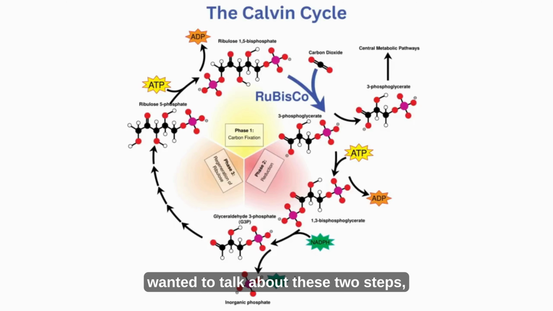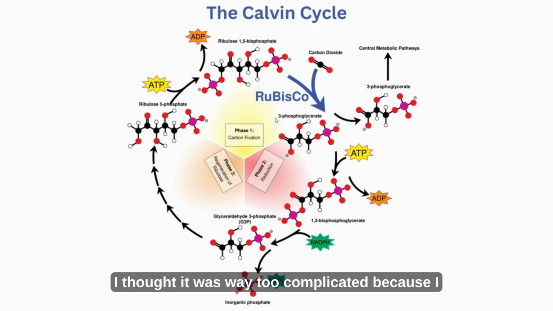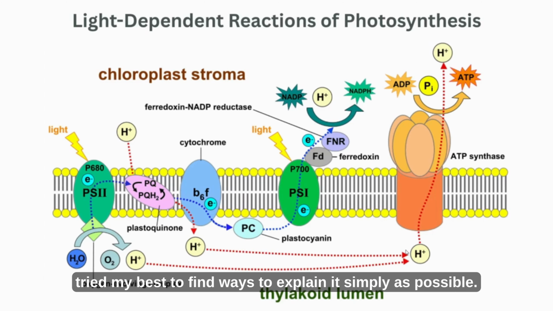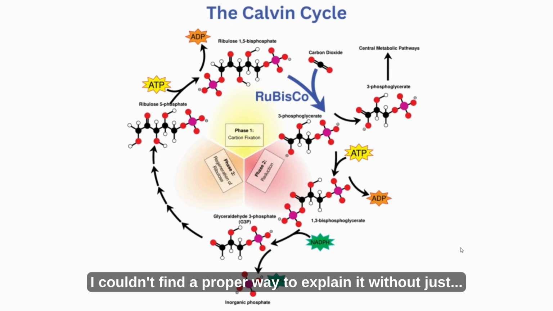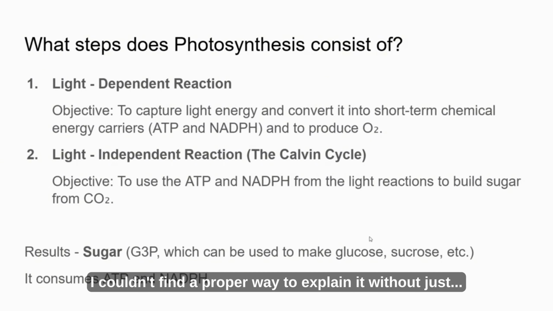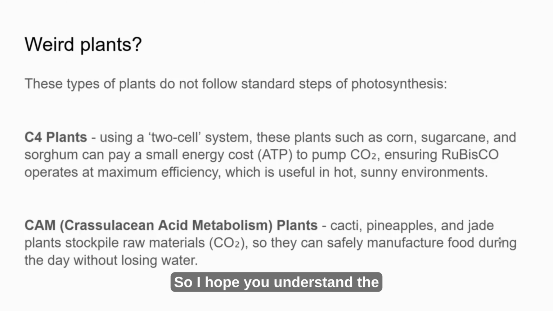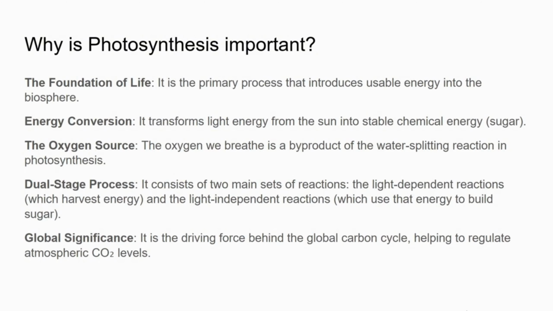I initially wanted to talk about these two steps, the light-dependent reaction and light-independent reaction, in more detail, but I thought it was way too complicated. I tried my best to find ways to explain it as simply as possible, but look at the diagrams. I honestly couldn't find a proper way to explain it, so I tried my best to shorten the steps. I hope you understand the lack of detailed explanation.